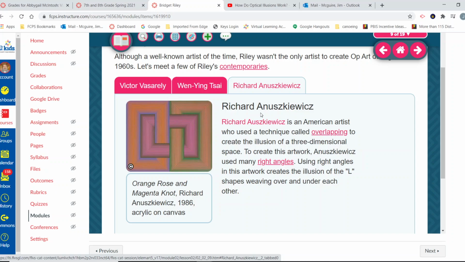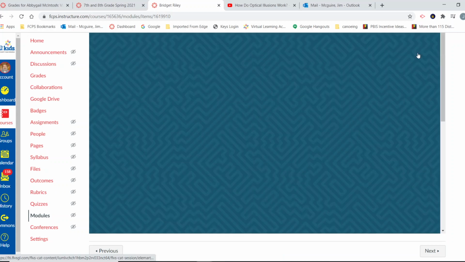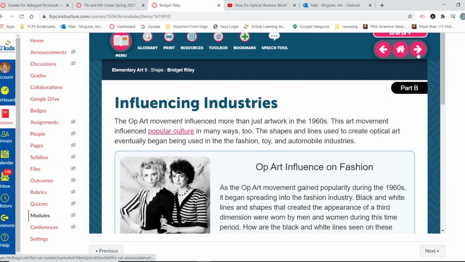He's an American artist who used a technique called overlapping. Now, overlapping is something I'm very familiar with. Artists have used this technique for centuries to create the illusion of things coming over. A lot of graphic artists use interlocking letters that do this sort of thing that kind of create the impression that one thing goes under another. And those are just a few different ways that other artists used and created op art and were working at that same time.